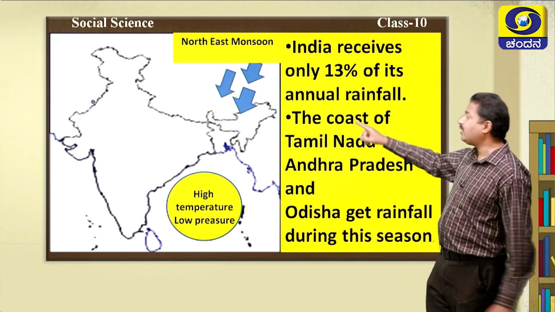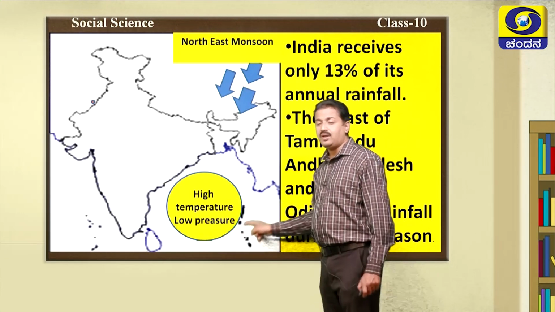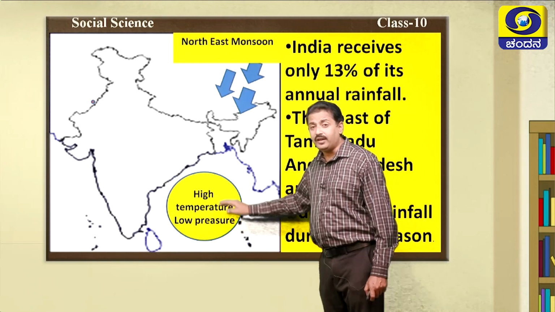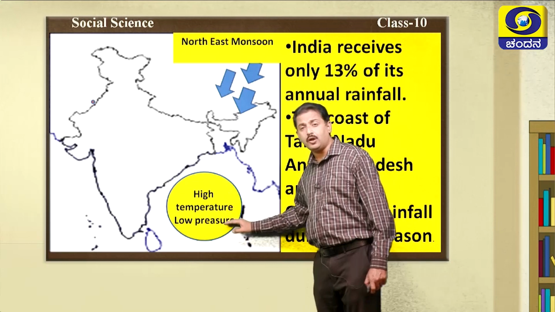Dear students, that is what I am showing you over the map here. See, this is the Bay of Bengal, and in this Bay of Bengal, high temperature and there will be low pressure. Over the Bay of Bengal, there will be high temperature and low pressure.